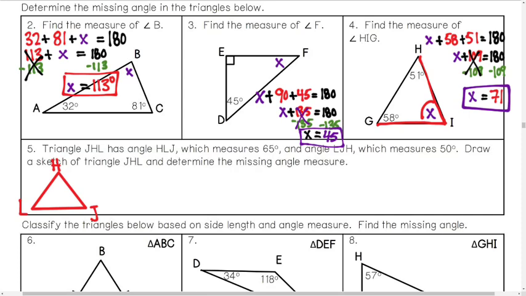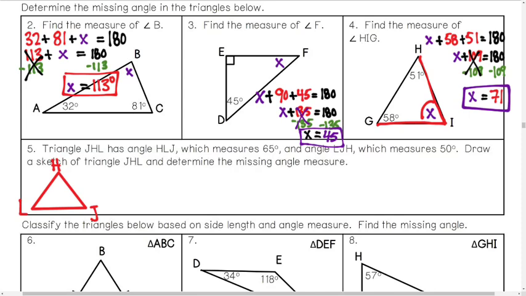Okay, moving on, we have this next one. It says here we have this triangle JHL, and it has an angle HLJ, which measures 65 degrees, and angle LJH, which measures 50 degrees. We want to draw a sketch. So I've included a sketch right here, just a triangle with the JHL. And then we need to determine the missing angle.